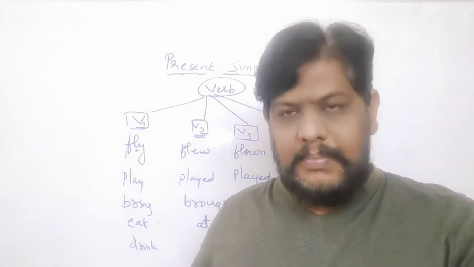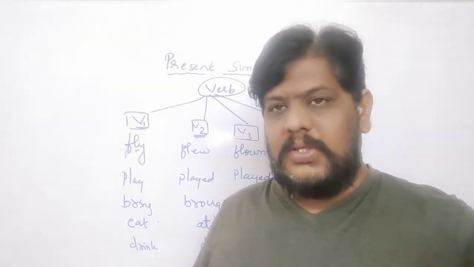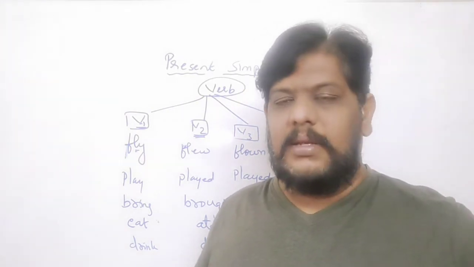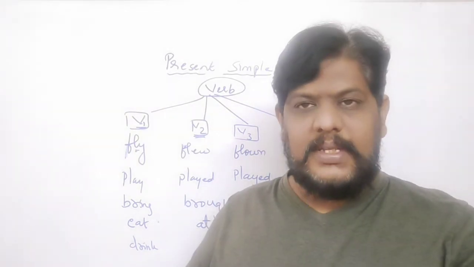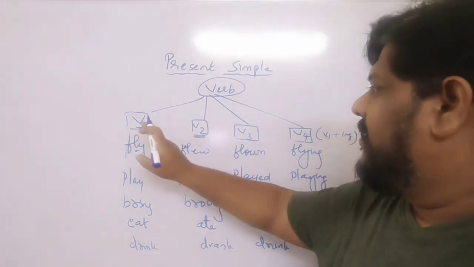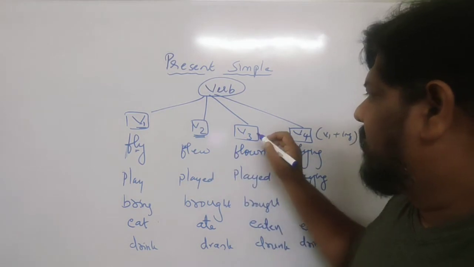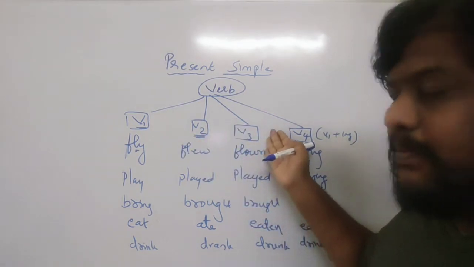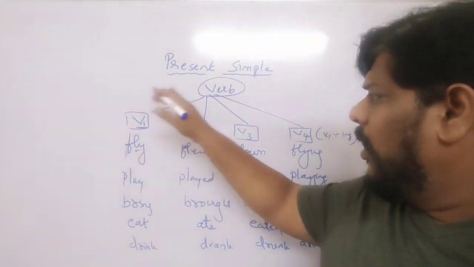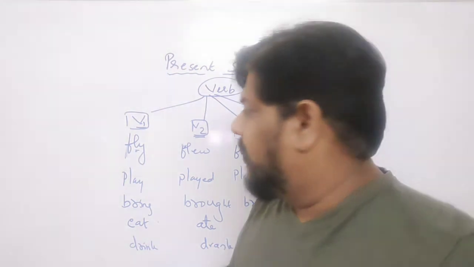Whatever the actions, sleep, eat, drink, buy, bring, think, whatever word has an action is nothing but the verb. So all action verbs are action words, and all these action words have four forms, V1, V2, V3 and V4. Simple, past, past participle, and then progressive or continuous form.